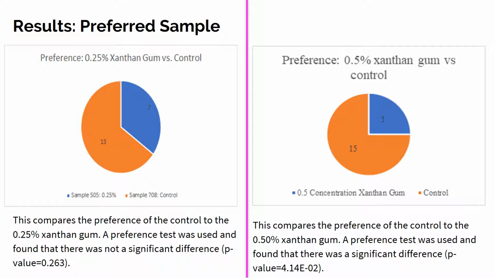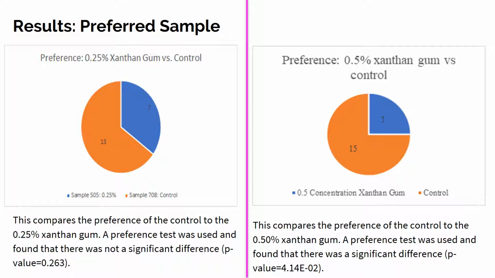This slide shows the results of the preference test. The pie chart on the left displays that 7 people chose the 0.25% xanthan gum dressing, while 13 people preferred the control. A preference test was used and found that there was not a significant difference.